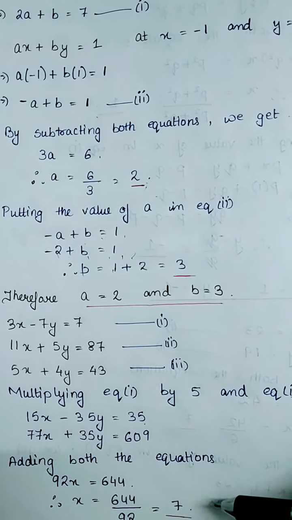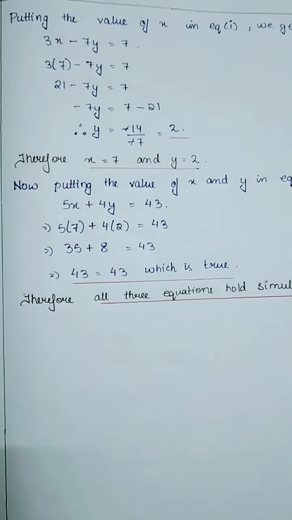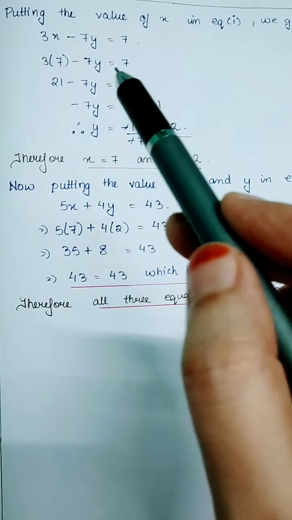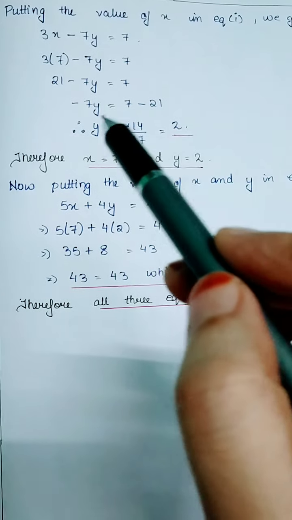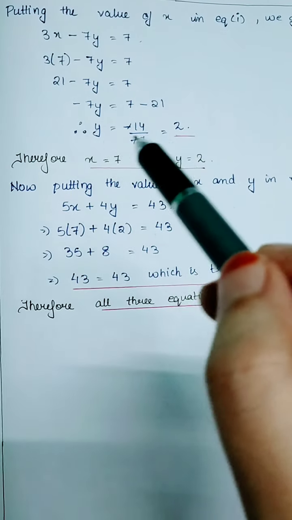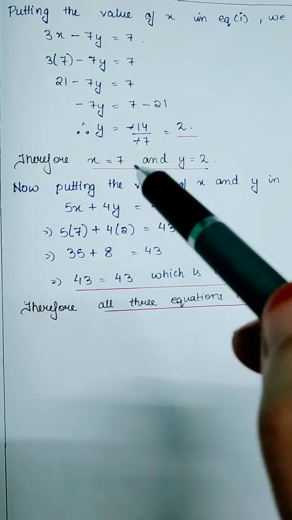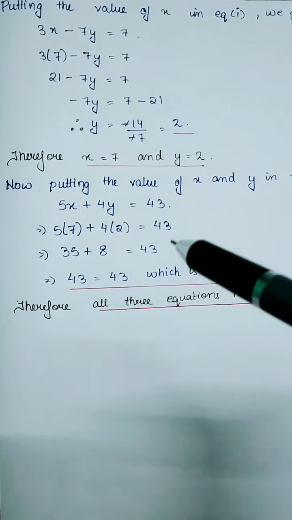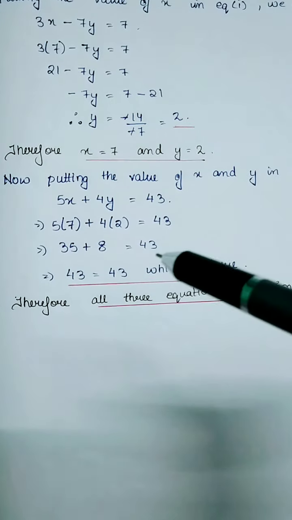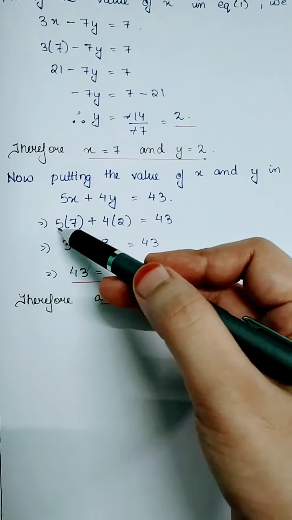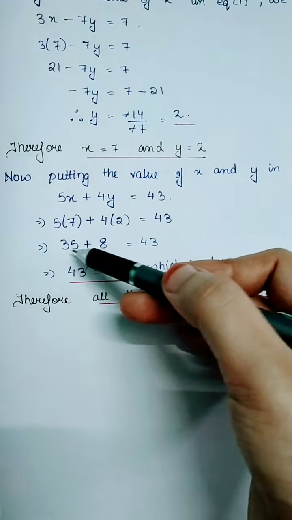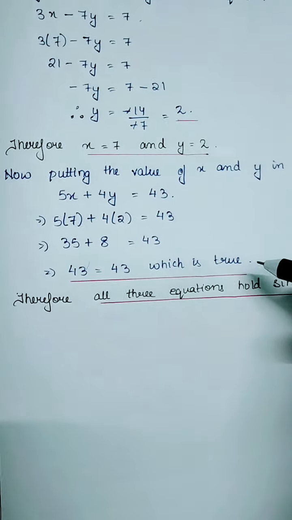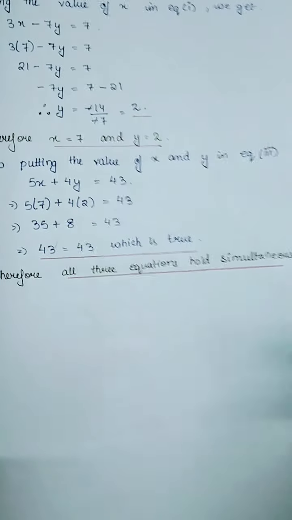Now putting the value of x in the equation, we will get the value of y. So 3x minus 7y is equal to 7. So 3 sevens are 21 minus 7y is equal to 7. So minus 7y is equal to 7 minus 21, that is minus 14, so y is 14 by 7, that is 2. So x is equal to 7, y is equal to 2. Now we'll put the values of x and y in the third equation and see if the answer comes to 43 or not. 7 fives are 35, 4 twos are 8. So 35 plus 8 is equal to 43. So we can see that both sides are equal. Therefore it is true, and all the three equations hold simultaneously.